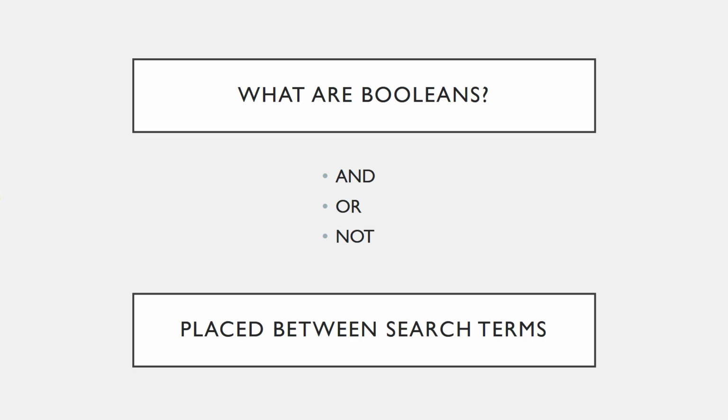The best practice is to always write them in all caps if you want them to be functional instead of just regular words. One great thing about Booleans is that they're used in many different platforms, including a Google search. Whether you're looking for a peer-reviewed journal in our database or Googling for a website, Booleans will be very helpful. Let's learn more about each one and what they do to a search.